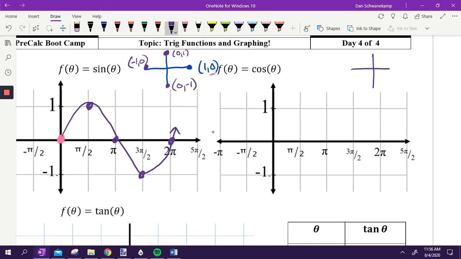If I'm doing cosine, I'm starting right there again. What am I thinking about when I'm doing cosine? Cosine means what to us? The x. Thank you all for being so engaged. It's the x value. It's a 0.